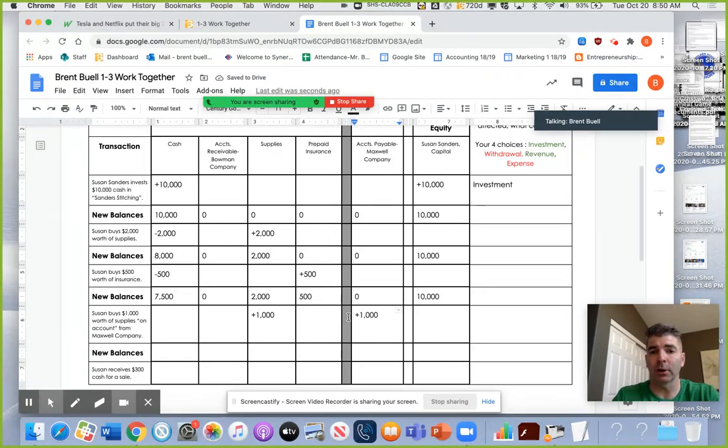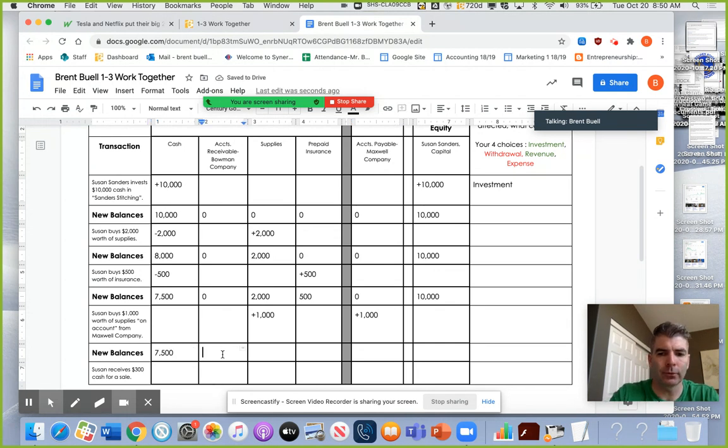But why is it plus 1,000? Because we owed them nothing. And then after this transaction, our debt to them increased by $1,000. That's how you have to start thinking as an accountant. The debt goes up. That's why it's plus 1,000. Okay? And then we'll do our totals.